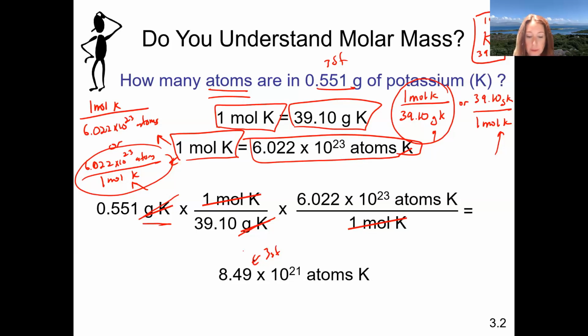Okay, and then remember, when we're doing this, sig figs, units, right? And our answer. Okay, so we're going to keep practicing with this. Keep practicing with these unit conversions.